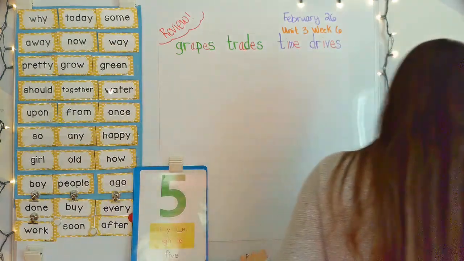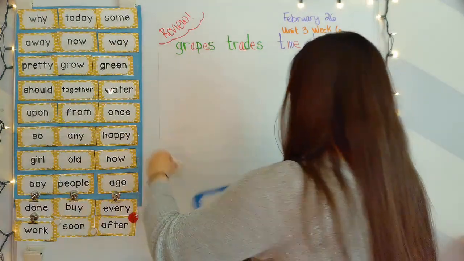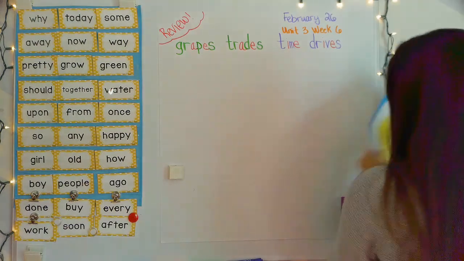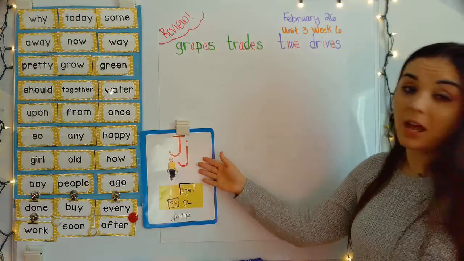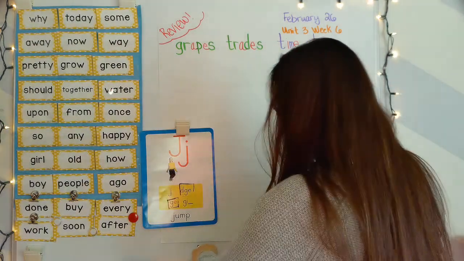Very, very important. Okay, so the next few words are going to be using the soft G sound, which is a G that just sounds like a J.